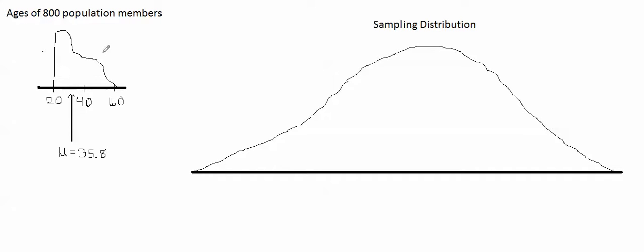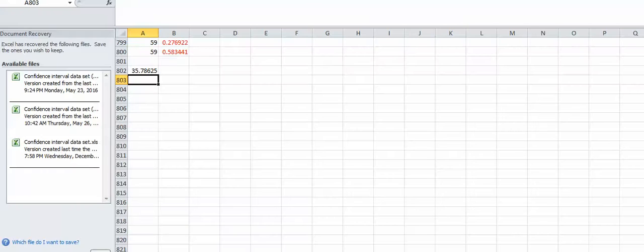Remember that I, as a researcher, don't know that this is what the population mean equals because I don't have time to record the ages of all 800 people in the population. What I'm going to be doing in my study is taking a random sample of people from the population and recording the ages of the people in my sample and then calculating the mean age of my sample to estimate what this population mean equals. So now let's actually use Excel to take a random sample of the population.